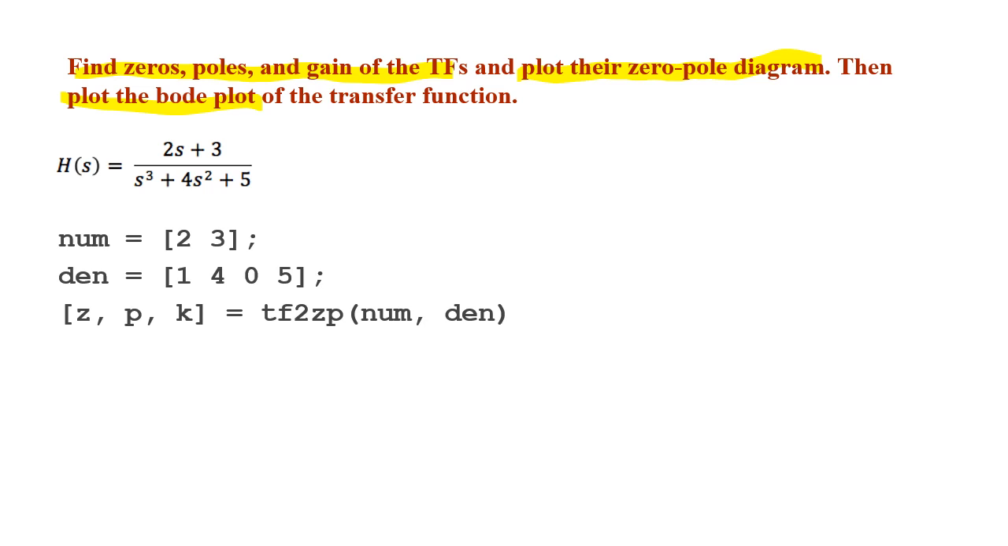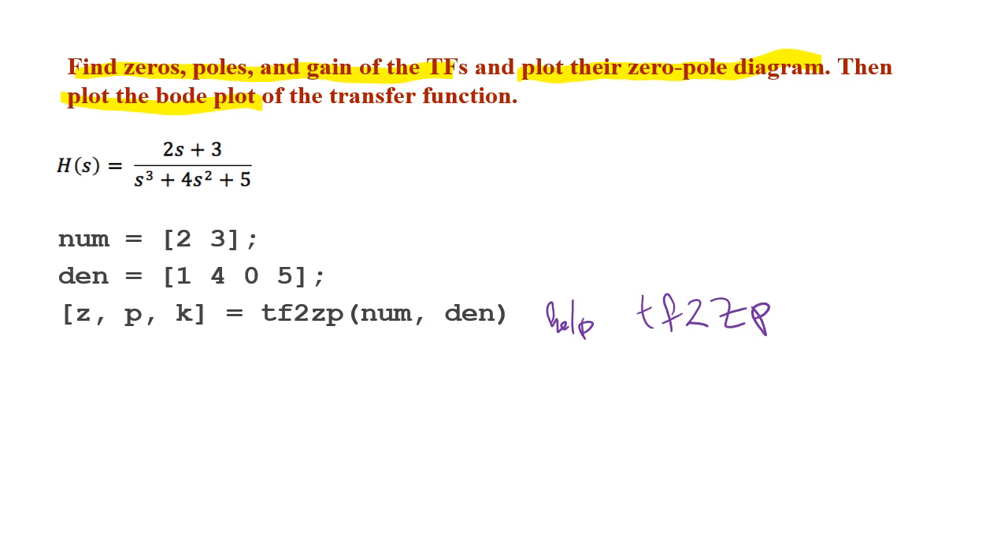And in case you forget the order, you can always refer to the help command in MATLAB by simply typing help in the command window followed by a space, followed by the name of the function. In this case, it's going to be tf2zp. Remember, this is simply short for transfer to zero-pole, so you don't forget it.